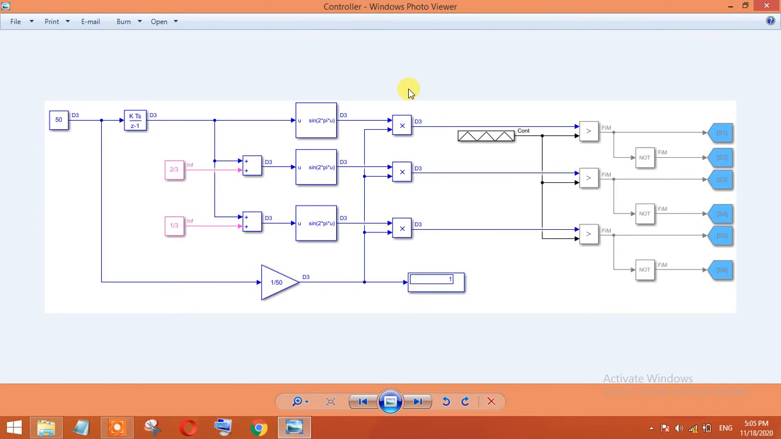This is the topology that I am using over here to generate space vector pulse width modulation. As you know, there are basically 6 switches that will be used to control 6 IGBTs, and each 2 IGBTs will be controlled by using one driver IC.